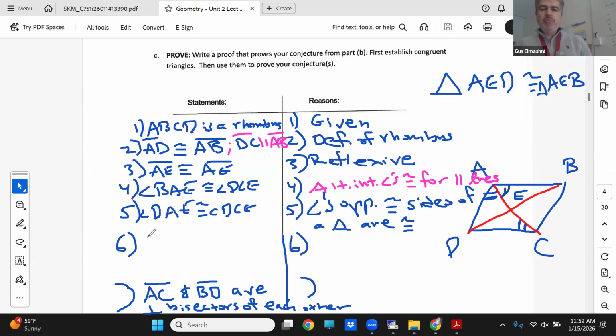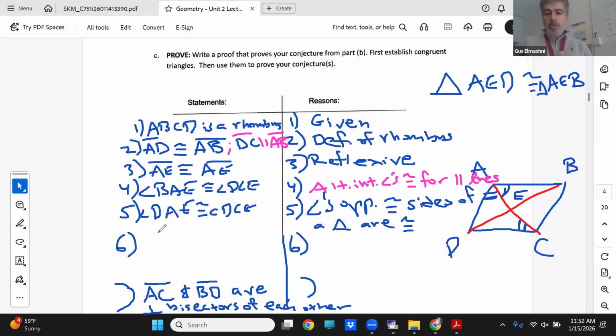Okay, guys, let's back up a little bit. ABCD is a rhombus. All the sides are the same. All opposite sides are parallel. AE equals AE. That's reflexive. We did parallel line stuff, right? BAE and DCE have to be the same. This is the part where I think I may have lost you. DAE and DCE, because they're opposite congruent sides of a triangle, have to be the same as well.